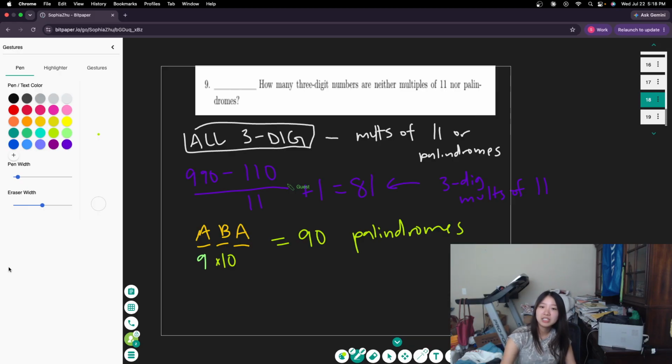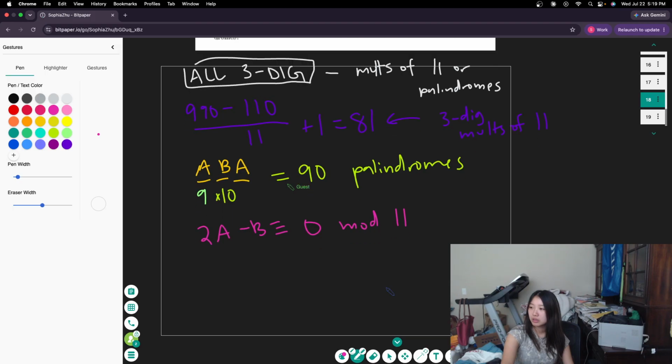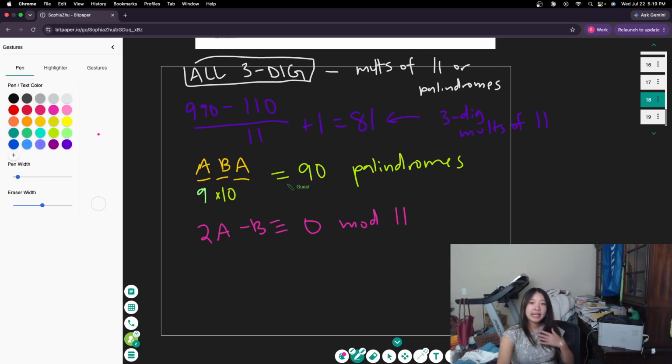So this means that we want, let me find a different color. We want 2a minus b to be congruent to 0, mod 11. So it's either 0 or 11 or something like that. So, continuing on, we can just count this. If 2a minus b equals 0, then we have b equals 2a.